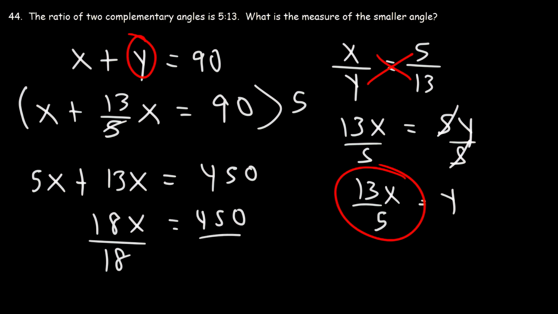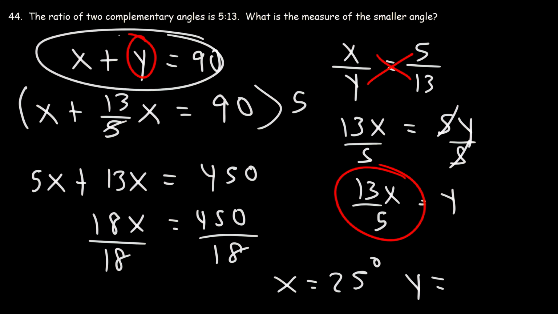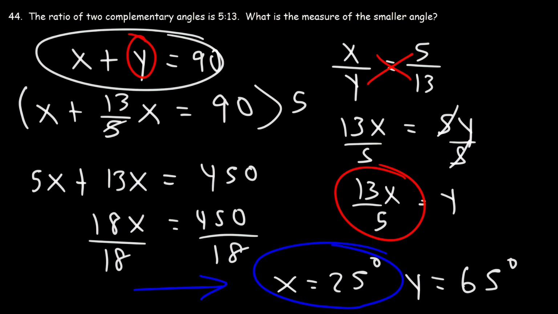So dividing both sides by 18, we're going to have 450 over 18 is 25. So 25 is the smaller of the two angles. The larger angle is going to be 90 minus 25, which is 65. But the answer we're looking for is the smaller of the two angles. So it's 25 degrees.